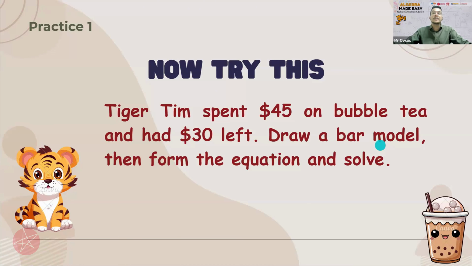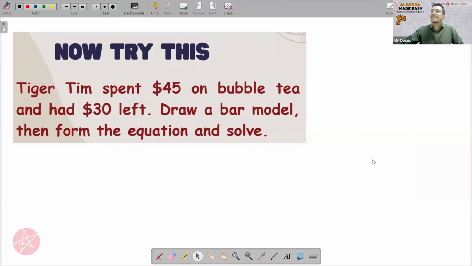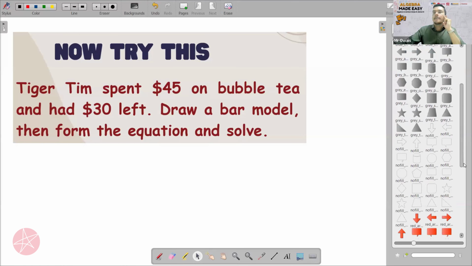So I'm going to take this question over to my whiteboard and we're going to draw a bar model together. Okay? Let me copy down the question here. So we're going to draw one bar to represent the entire amount that Tiger Tim had. Can we help, teacher? Of course you can help. All right, so like I said, we're going to draw one bar.